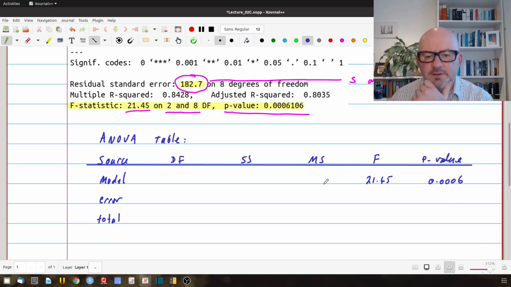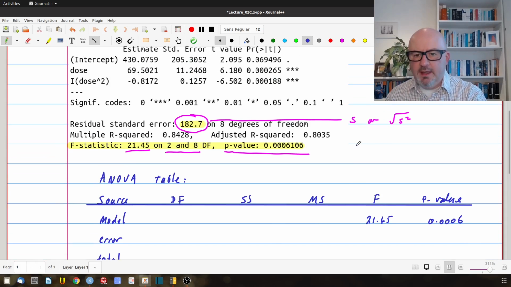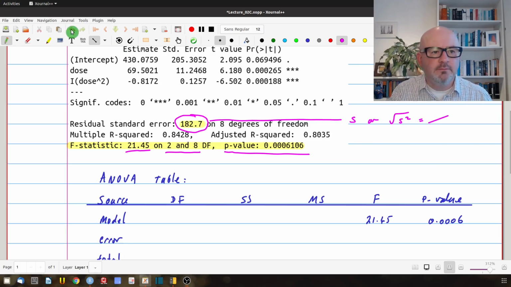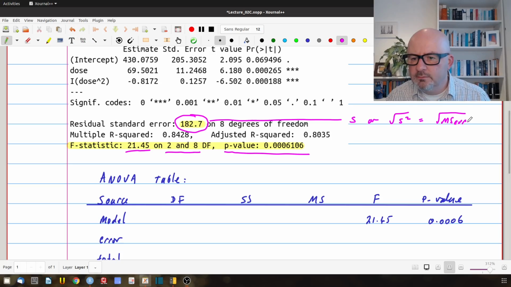How do I fill in the values? Well, if this is S, or the square root of S squared, we said that S squared is also the mean square for error. So this value here is equal to the square root of the mean square for error. One way of getting this is to square this value and fill that in for the mean square for error. So let's do that now.